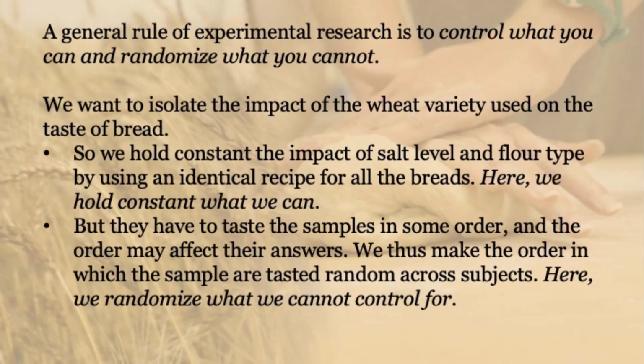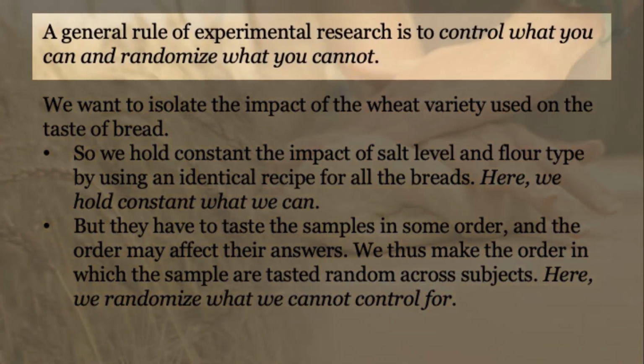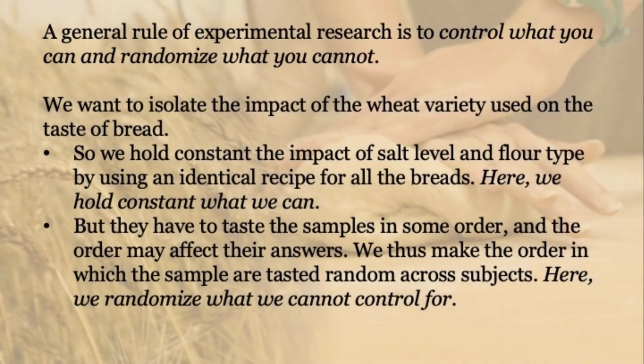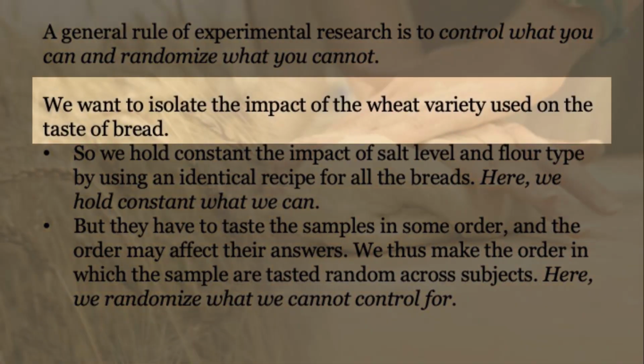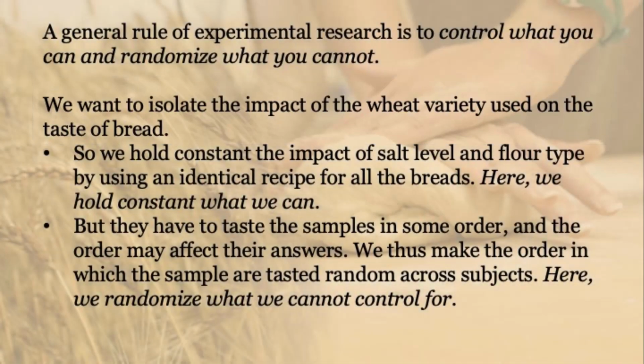This is an experiment, and I want to go over a little of the details about doing an experiment. A general rule in research is you control what you can and you randomize what you cannot. So what do we mean here? The main purpose of this experiment is to determine if bread tastes different when you use different wheat varieties. So we want the only differences in these breads to be the wheat varieties. This means we want to control for other things that might impact the taste of bread. And so we don't want the breads to have different levels of salt, or one to use a white flour while another's using whole wheat flour.